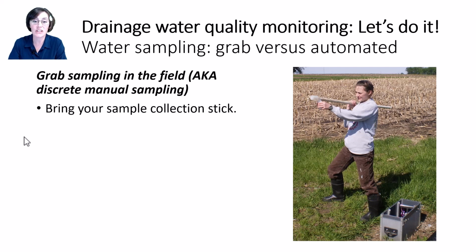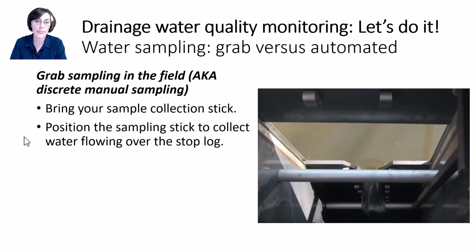How do we actually do this in the field at our sites? First of all, you bring your sample collection stick, which doesn't have to be fancy, just a clean bottle securely fixed to a stick that's long enough and sturdy enough to access your water without breaking. Position the sampling stick to collect water flowing over the stop log, or if you're sampling from a tile outlet, collect the water from the outlet, but you don't quite take the sample just yet.